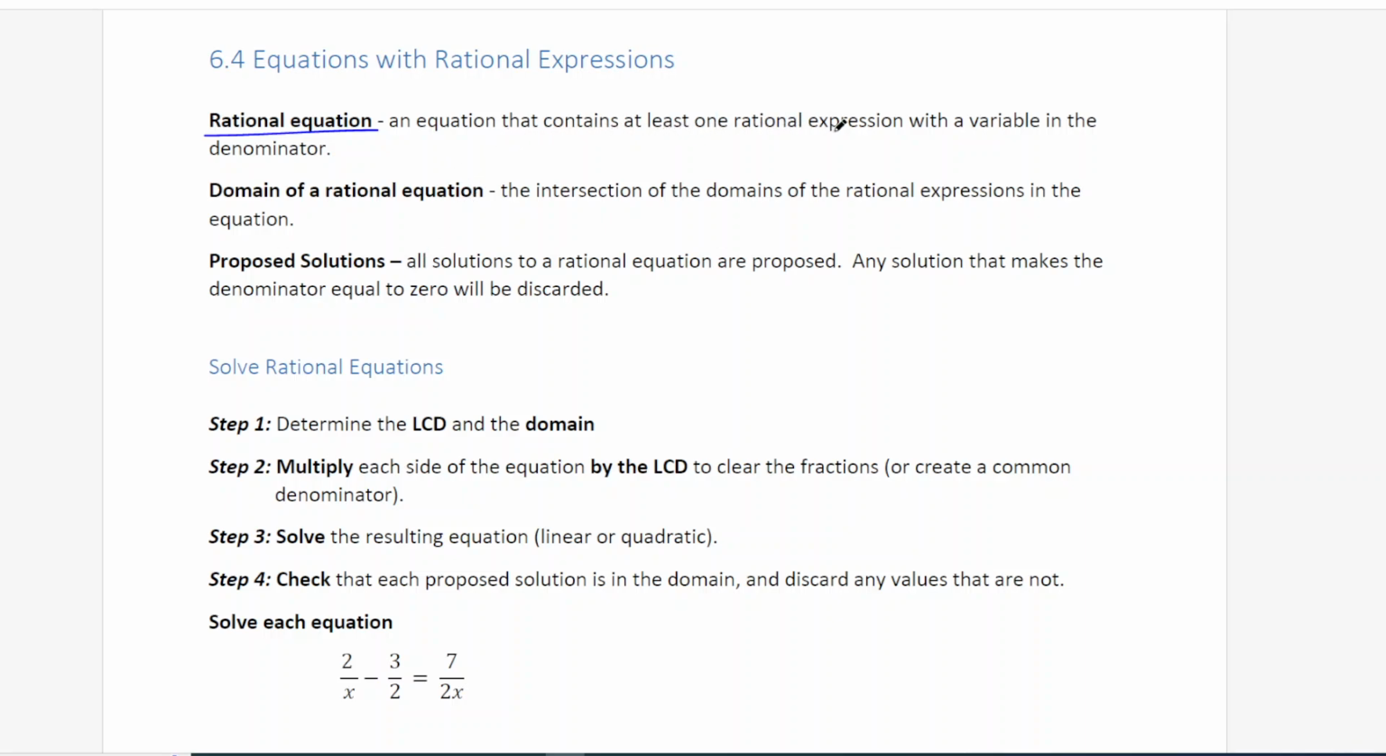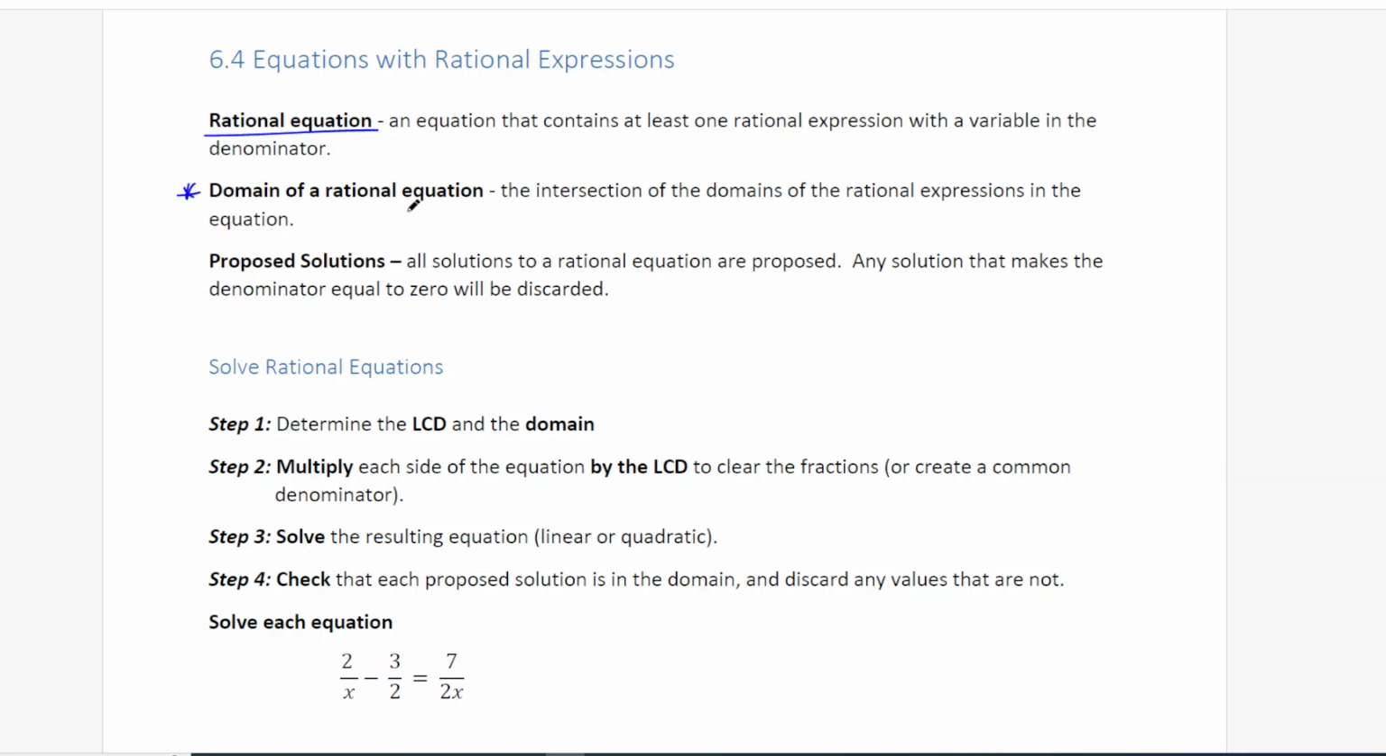least one rational expression, meaning there's a variable in the denominator. So if you have an equation that has a variable in the denominator, you know that it's a rational equation versus a quadratic equation versus a linear equation. Anytime you're solving a rational equation, you have to be careful with your domain. Your domain of a rational equation is restricted because your denominator can't equal 0.